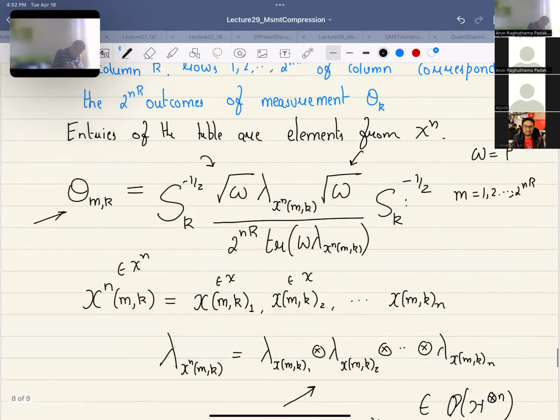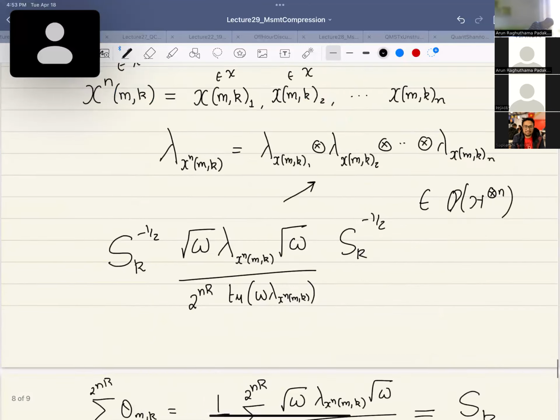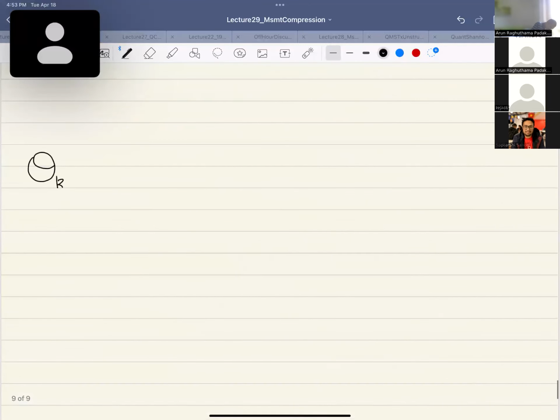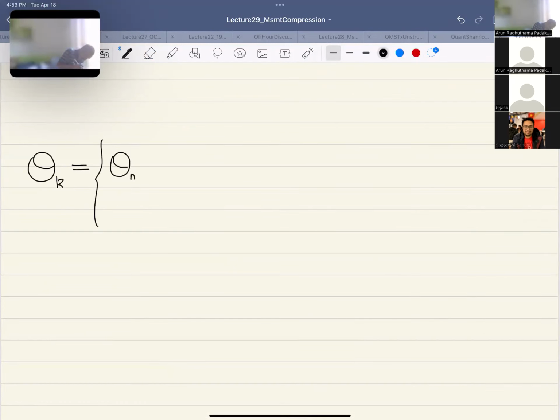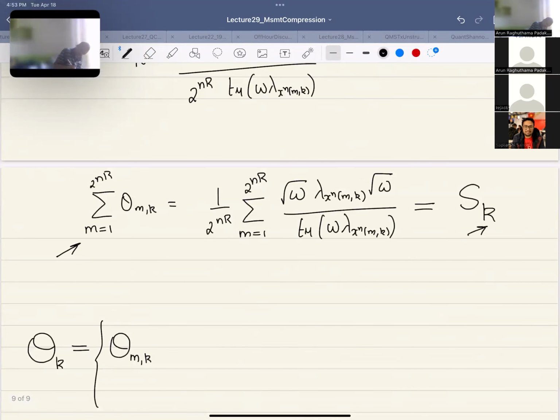Like you're using theta mk to define theta mk? No. Or is it like sk is the summation of theta mk, right? I'll tell you. Theta mk. Yeah, see, sk is the summation of. Oh, you're right, I shouldn't have. This is what sk is.